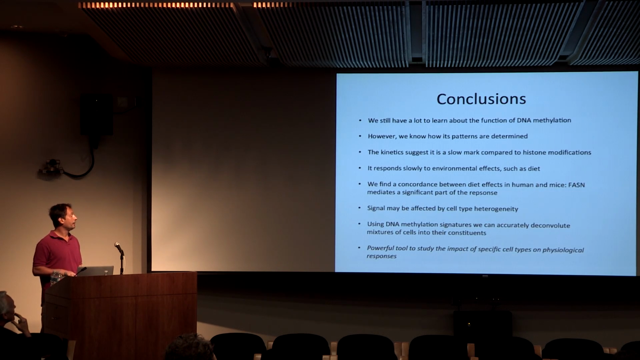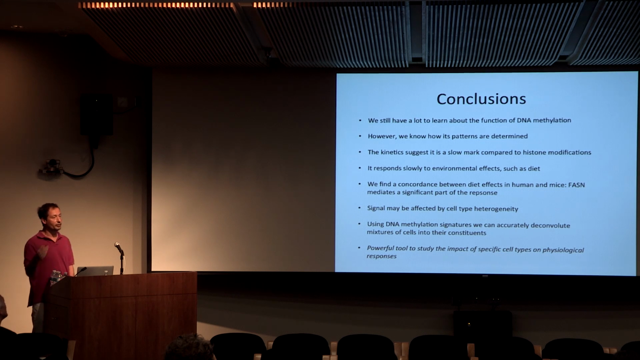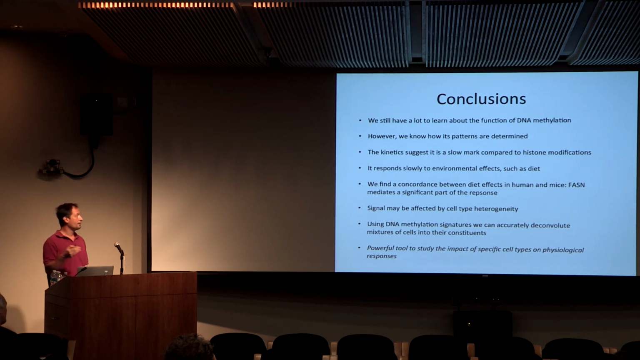So just to summarize what I went through today: the first thing I didn't tell you, I told you a lot about the patterning and the uses of DNA methylation, but I didn't tell you anything about what the function of DNA methylation is in the cell. And that's because, surprisingly, that's one of the least understood features of this whole thing. We can very accurately measure DNA methylation, and we've found many ways to use it, as I illustrated, but we still don't really have a very good grasp on the function of DNA methylation.